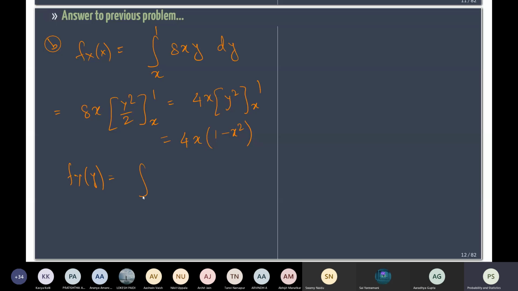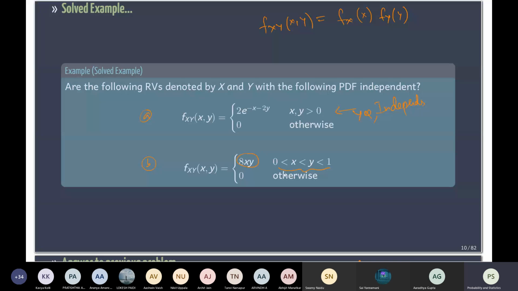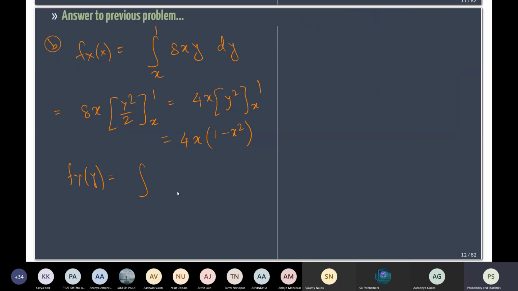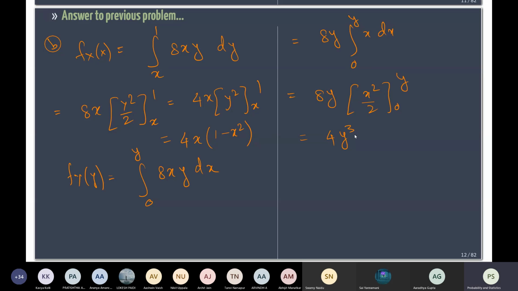Now fY(y): we need to look at the x range. x ranges from 0 to y, so we integrate 8xy dx. We are integrating with respect to x, so 8y comes out, and we integrate x dx from 0 to y. So this is 8y times x squared by 2 from 0 to y, which is 4y cubed.